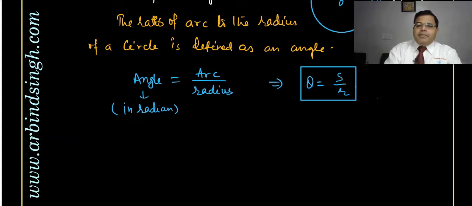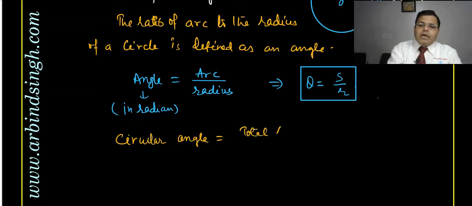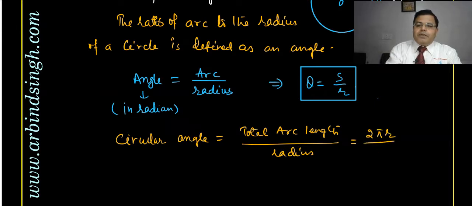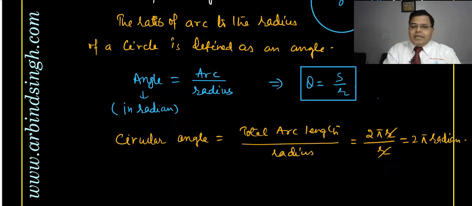This angle can be measured. The whole angle of a circle is called the circular angle. Circular angle is equal to total arc length upon radius. And the total arc length is the circumference, 2 pi r upon r. R cancels, so that is why 2 pi radian. The total angle subtended at the center in a circle is 2 pi radian.